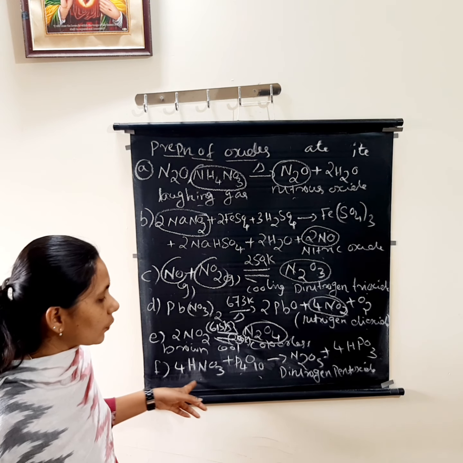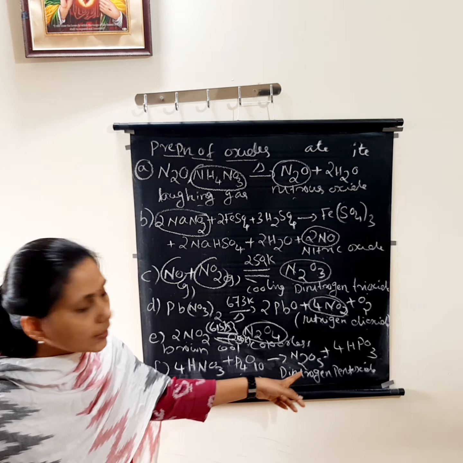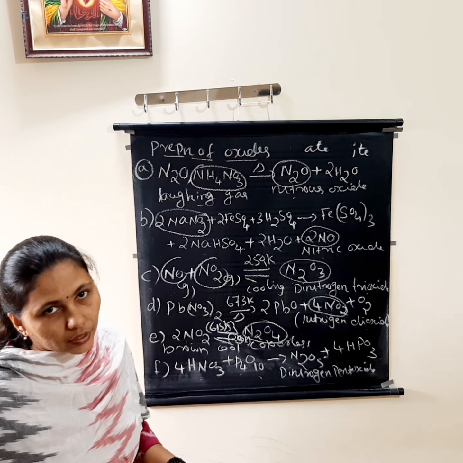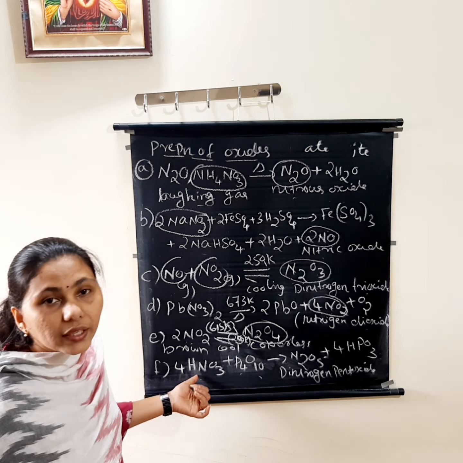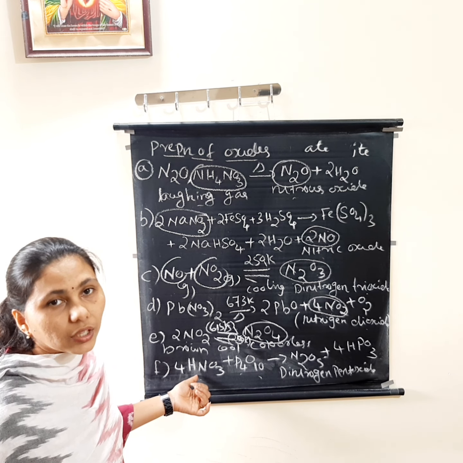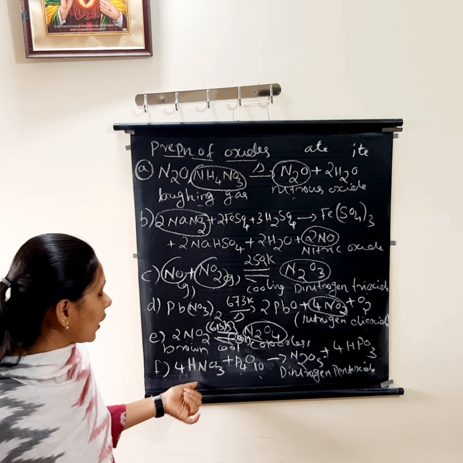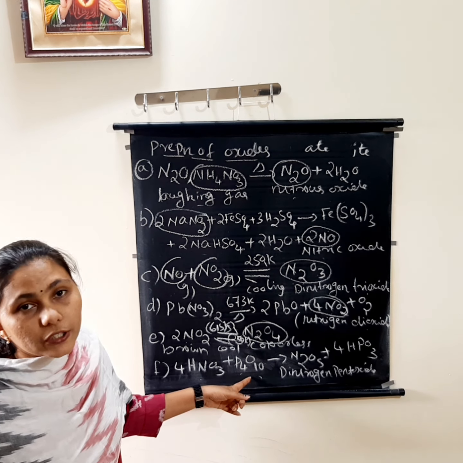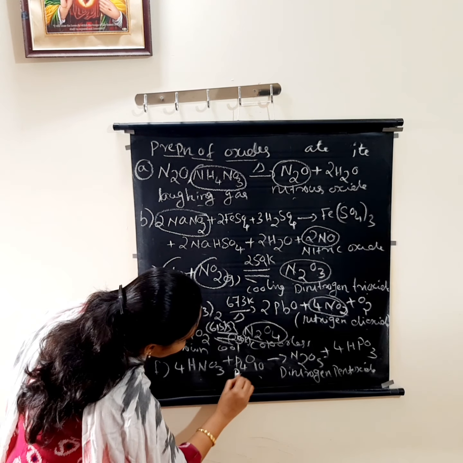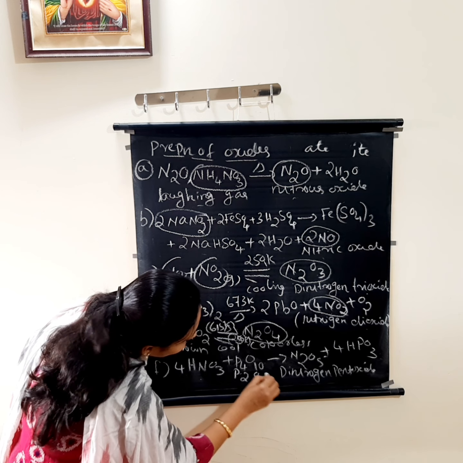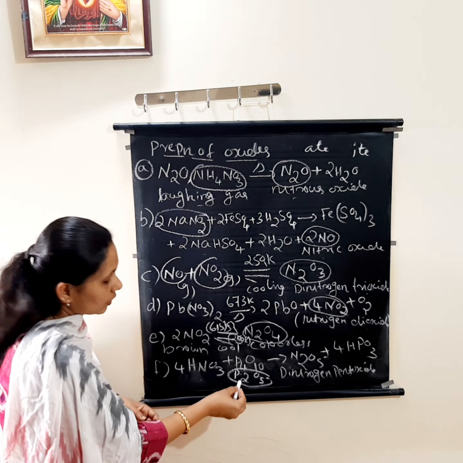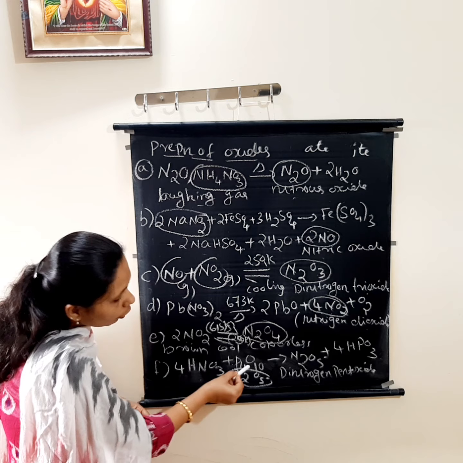The last one is N2O5. N2O5 means dinitrogen pentoxide. It is prepared by dehydration, which means removal of water, from nitric acid. Dehydration of nitric acid, HNO3, using phosphorus pentoxide. It is actually P2O5, right? Phosphorus pentoxide. Its dimer is P4O10.